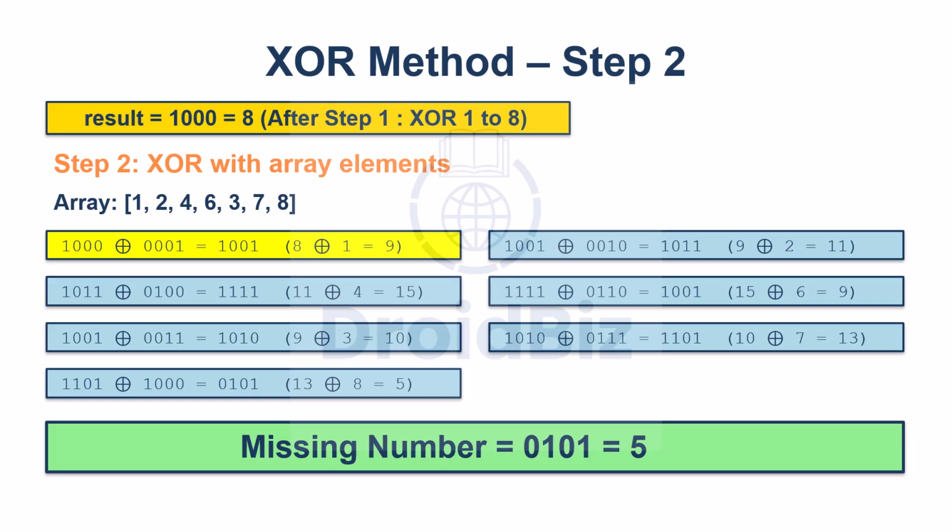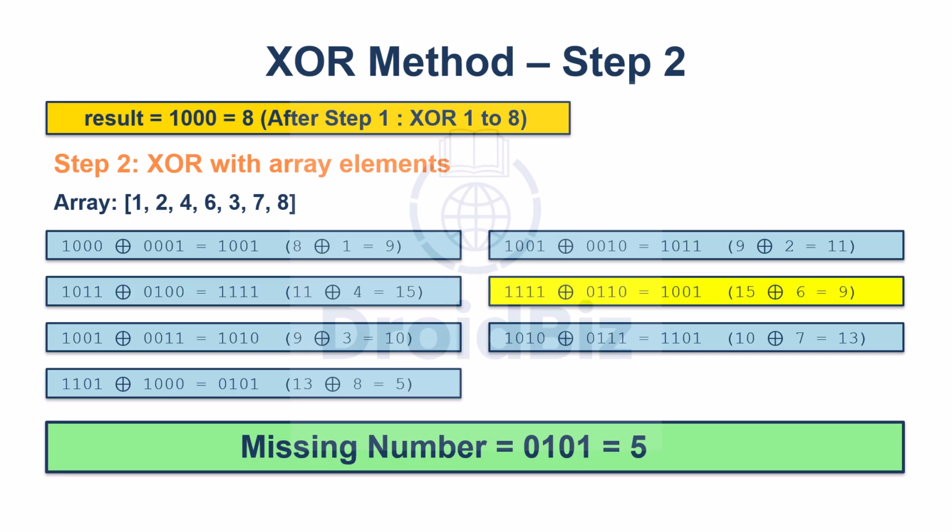First, 1000 XOR 0001, which is 8 XOR 1, giving us 1001, which equals 9. Second, 1001 XOR 0010, which is 9 XOR 2, giving us 1011, which equals 11. Third, 1011 XOR 0100, which is 11 XOR 4, giving us 1111, which equals 15.